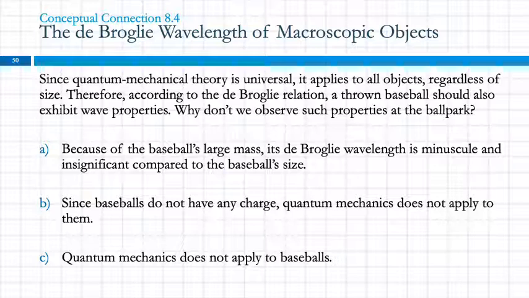Well, what does the first part of this question say? The theory is universal. So that kind of negates the second two, right? B and C. Does A make sense? Well, we just learned that the wavelength is inversely proportional to the mass, right? A large object has a very small wavelength. A smaller object has a larger wavelength.